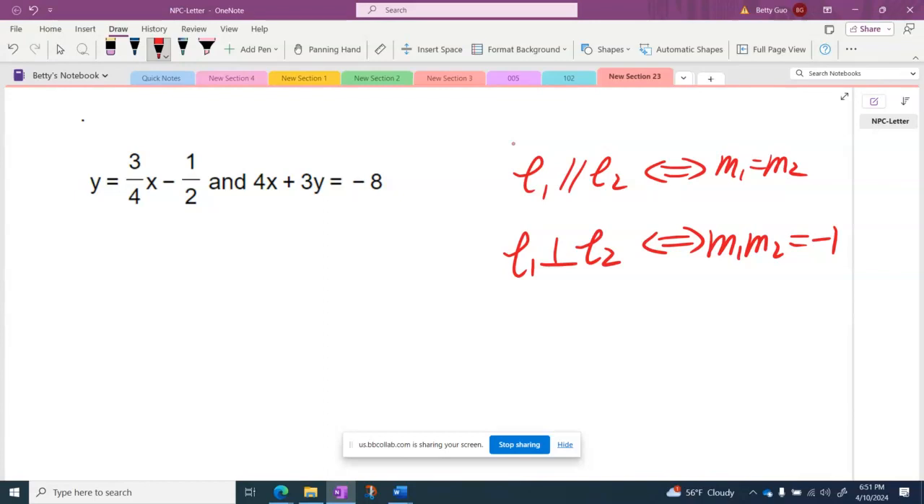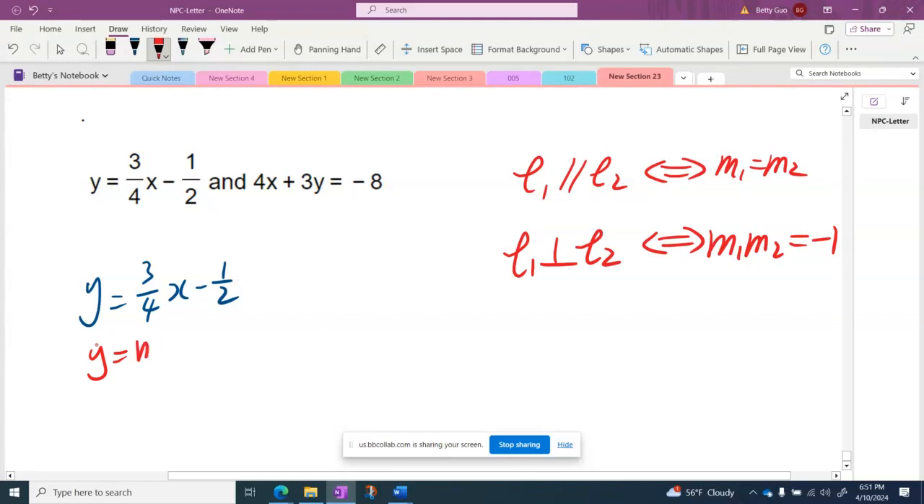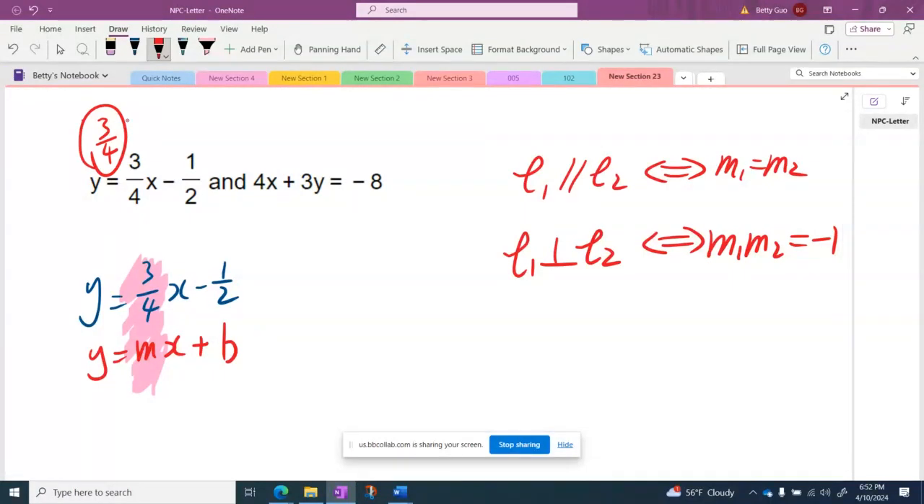Anyway, we need to find out the slopes for both straight lines. Let's look at the first straight line. y equals 3 over 4 x minus 1/2. This equation is in the slope-intercept form, so you can tell the slope m equals 3 over 4, right? Let me write it down. The first straight line has a slope of 3 over 4, because the equation is in the slope-intercept form, we are able to identify it directly.